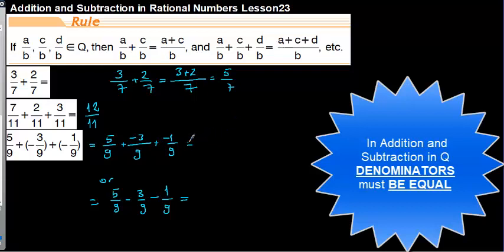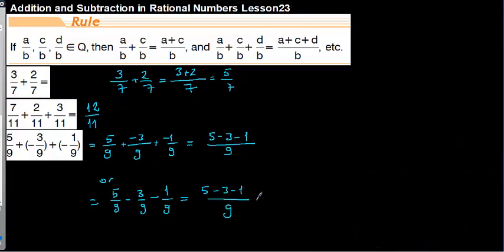Both results are going to be the same, which is equal to 5 minus 3 minus 1 over 9. 5 minus 3 is 2, minus 1, it's going to be equal to 1 over 9, or 1 over 9 again here. So to do the operation like this or like this, it's not important. The most important thing is that denominators must be the same.